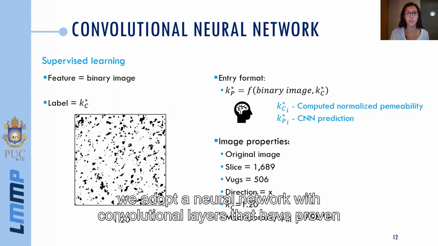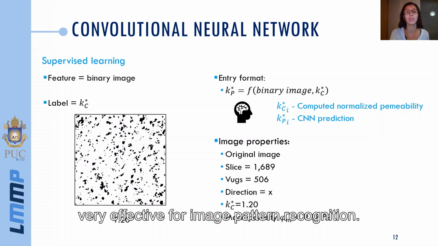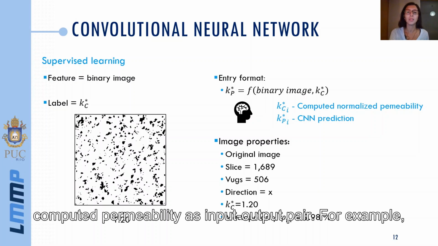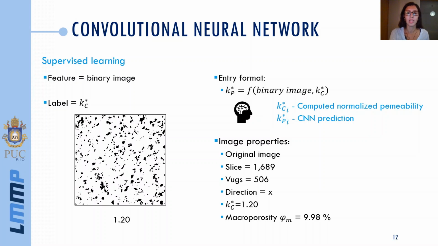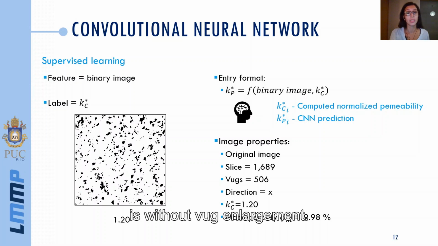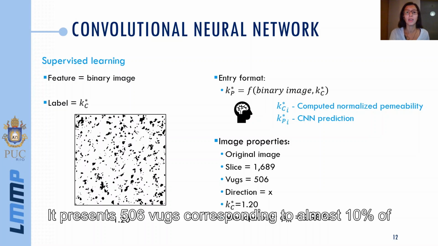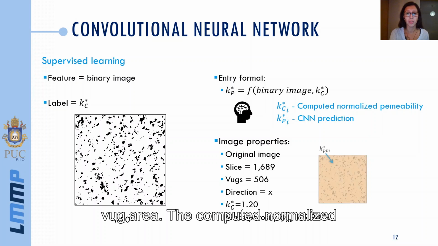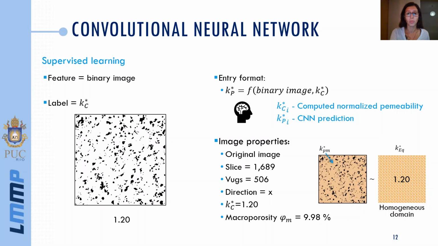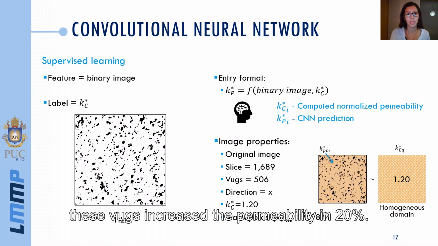We adopt a neural network with convolutional layers that have proven very effective for image pattern recognition. The supervised learning approach applied used the binary image and the normalized computed permeability as input-output pair. For example, this image is an original image taken from the coquina sample that is without VUG enlargement. It presents 506 VUGs corresponding to almost 10% of VUG area. The computed normalized permeability in X direction is 1.20. So, these VUGs increased the permeability in 20%.